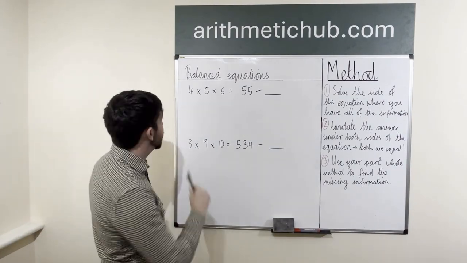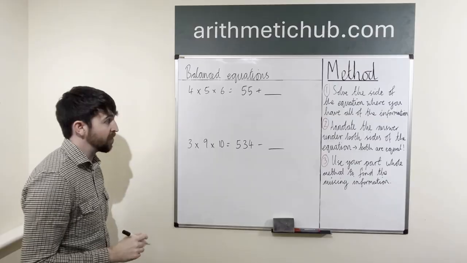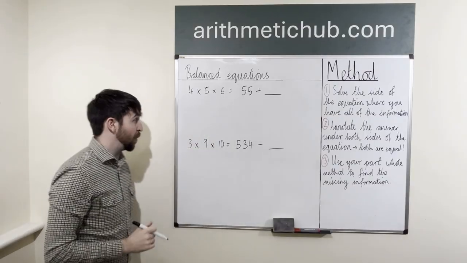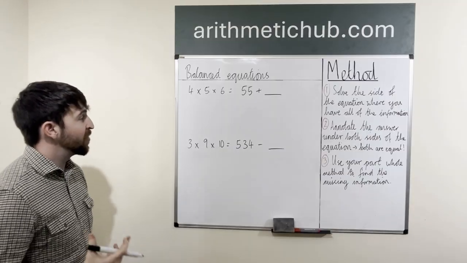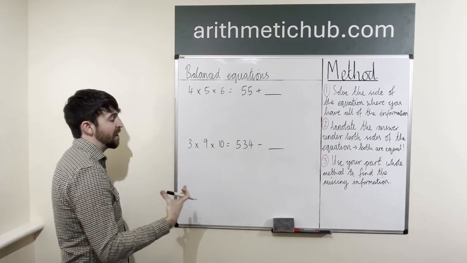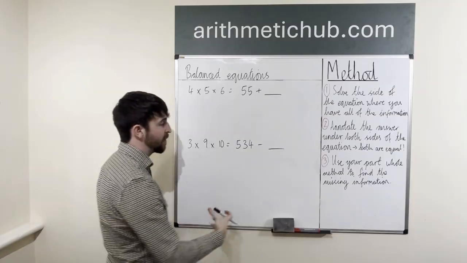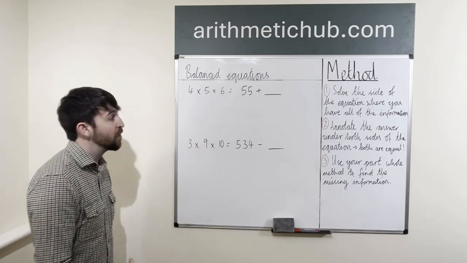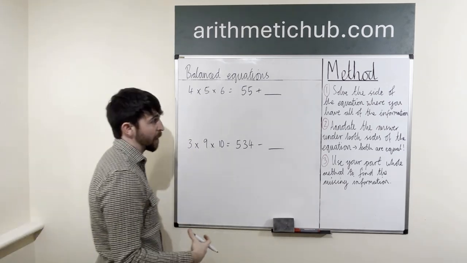Hi everyone, so today we're having a look at balanced equations, how to solve questions that look a little bit like this. 4 times 5 times 6 is the same as 55 add what? Or 3 times 9 times 10 equals 534, subtract something. So let's have a look at the method for answering these types of questions.